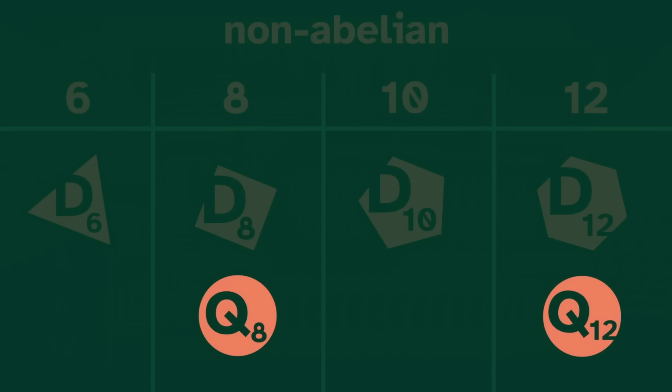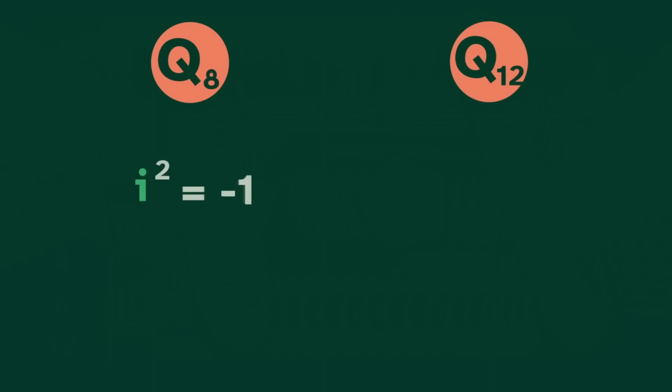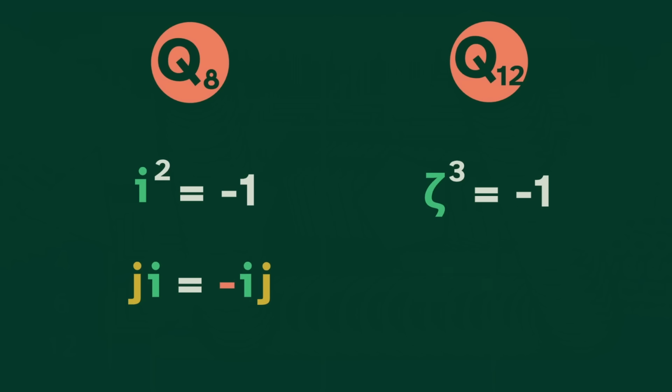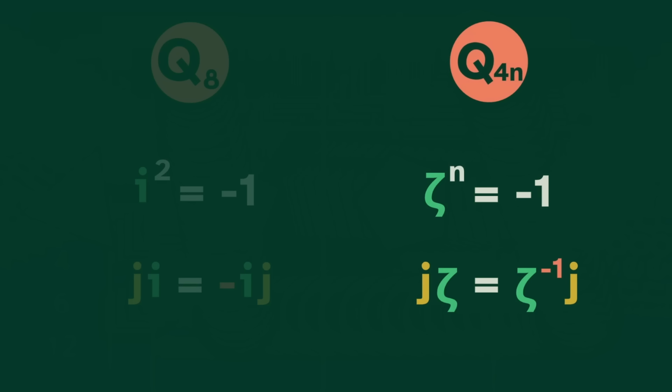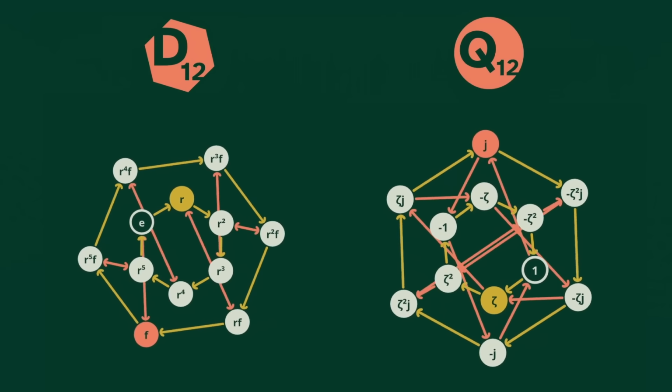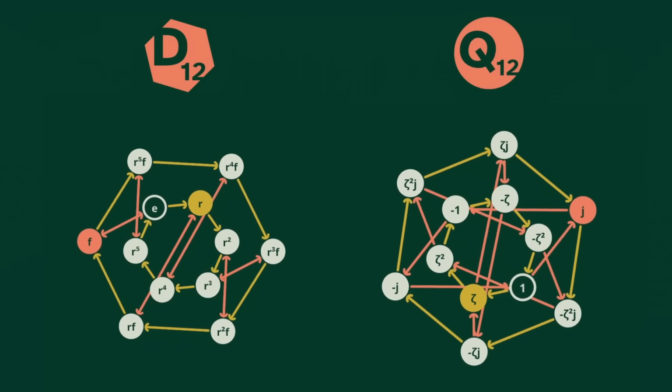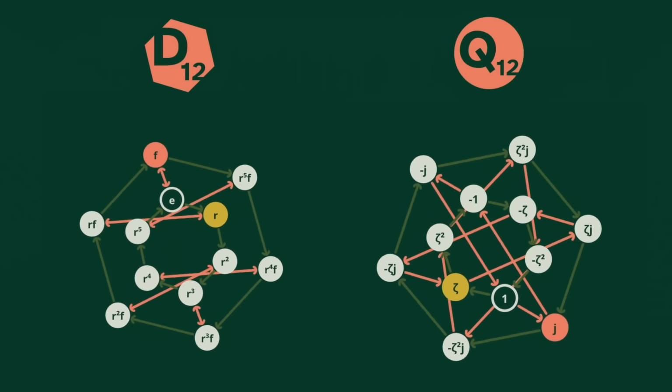We have Q12. Instead of i squared being -1, we have zeta cubed as -1. And then just like j turns i negative when they swap, j turns zeta into its inverse when they swap. This defines Q12. In general, Q4n has zeta to the n equals 1, along with the j swap equation. The quaternion diagrams look similar to the dihedral, just with that j loop being longer than the flip loop.